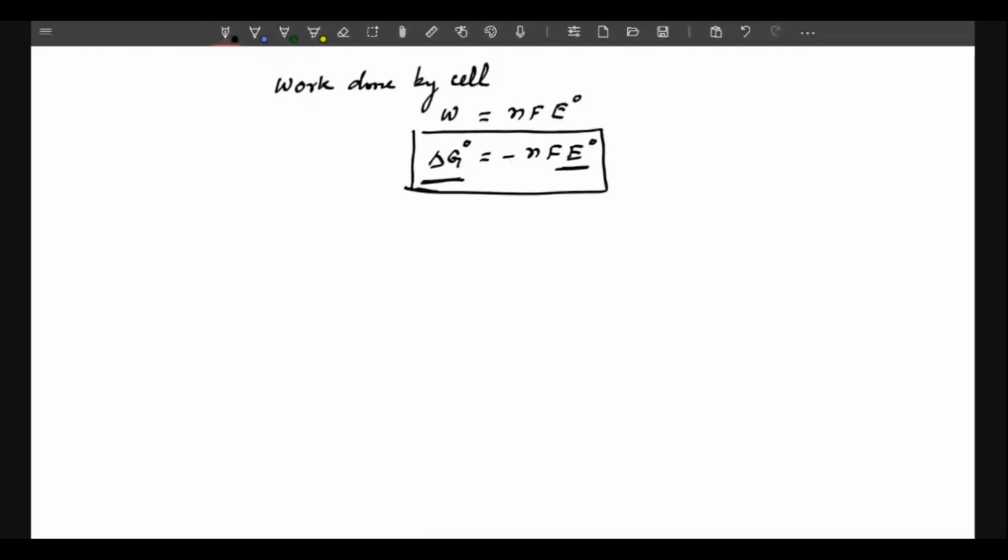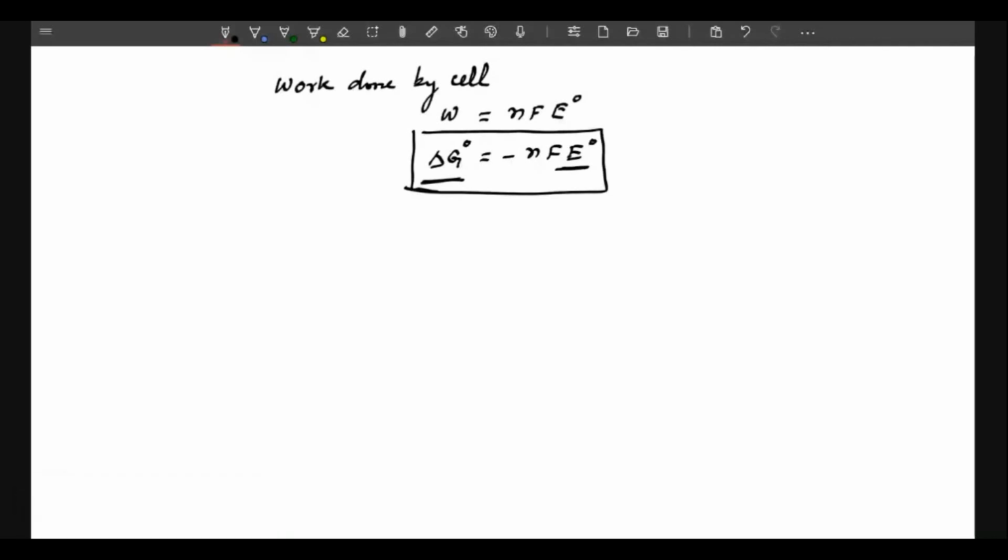But you will be given the E naught, and you are asked to calculate the E. E naught is the cell EMF in the standard condition. E is the cell EMF other than the standard condition. There is a relation derived by Walther Nernst, and we call it the Nernst equation.